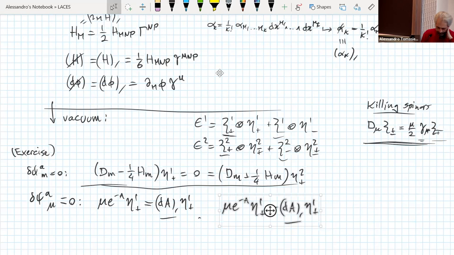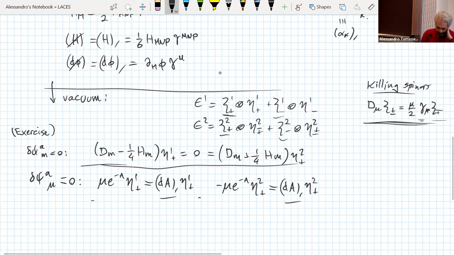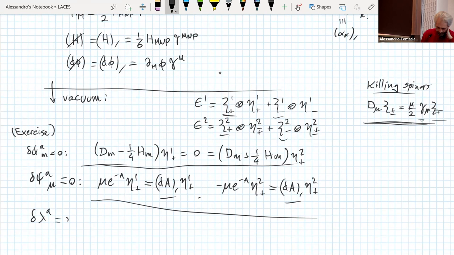And now here this becomes two. And there's a sign difference. And finally, the dilatino. And these are less surprising. They basically remain the same, only now this D and H are purely internal.